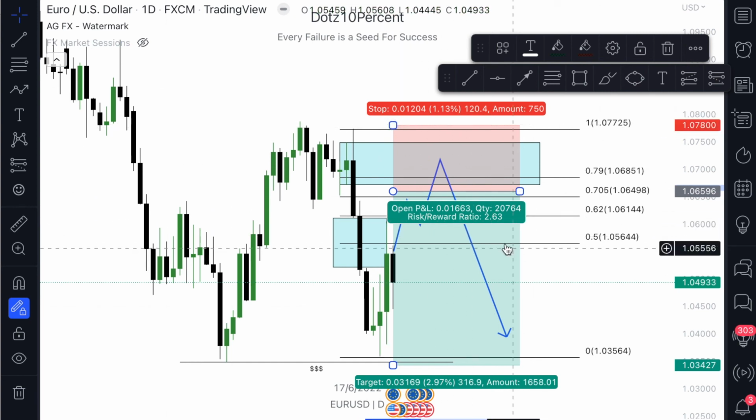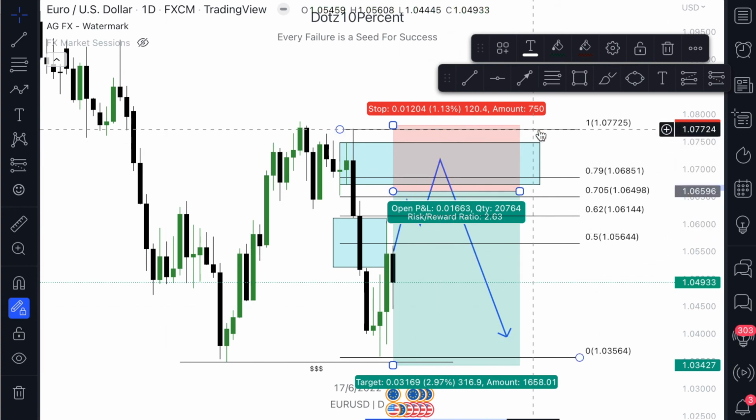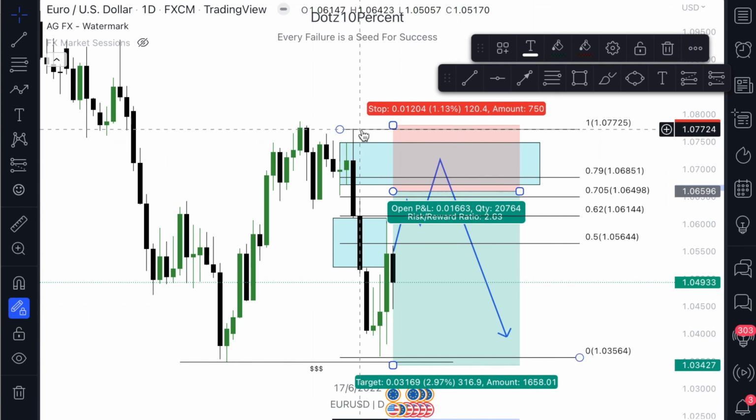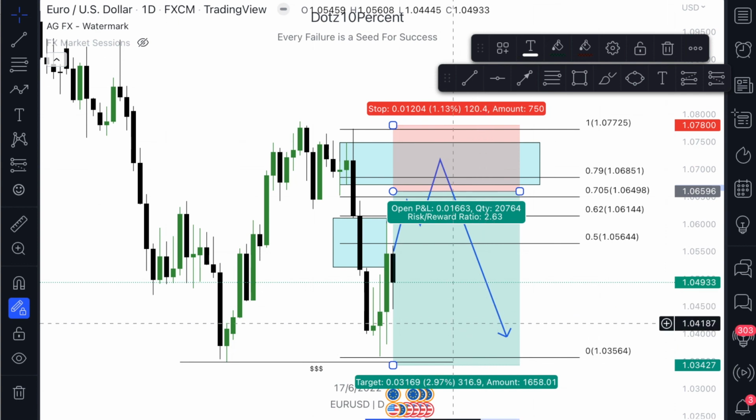And I'm not saying have a 120 pip stop loss here. I'm just saying in reference to the OTE, your stop loss should always be above the 1, because that should show once price breaks this high, that it is looking for prices that are higher rather than being bearish. But yeah, I think that's pretty much it. So back to the presentation.